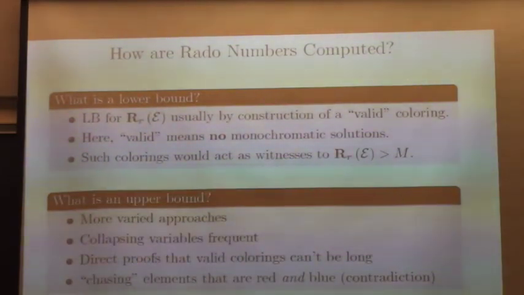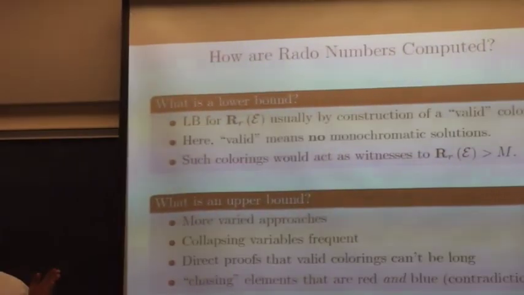Very frequently, variables are collapsed, which could only increase the Rado number, which means any upper bound you obtain is still valid. And frequently the proofs are either just a direct proof that the coloring could not be that long, or a chasing down a contradiction proof, where you assume it's valid, and then you argue that 3 has to be blue, but 8k minus 7 has to be red, and therefore 8k minus 7 also has to be blue. Contradiction. I left out a lot of steps because I made that up. But the idea is that you argue by contradiction that it could not be valid if it were that long.